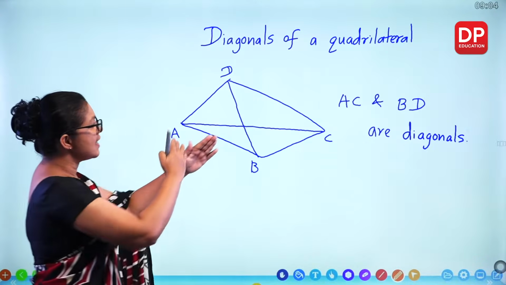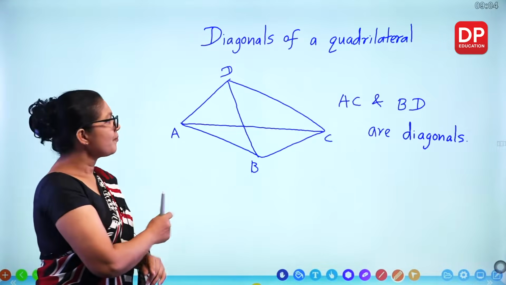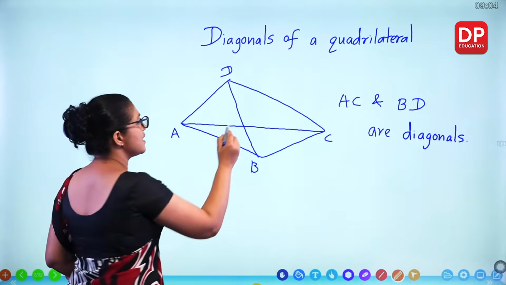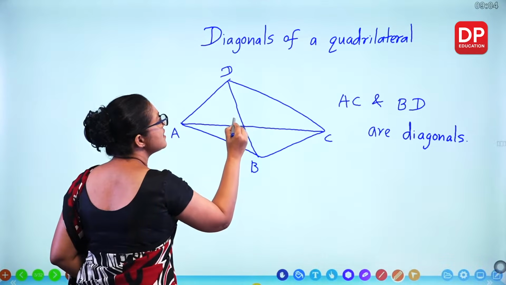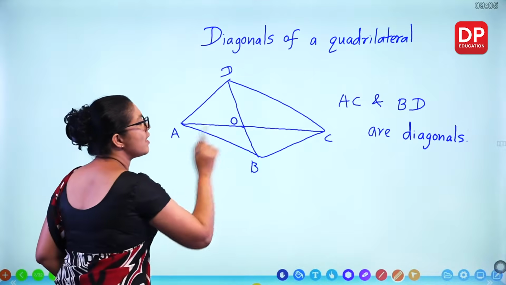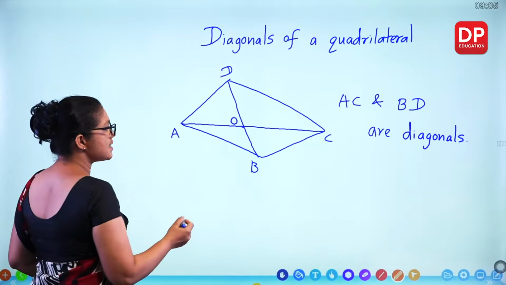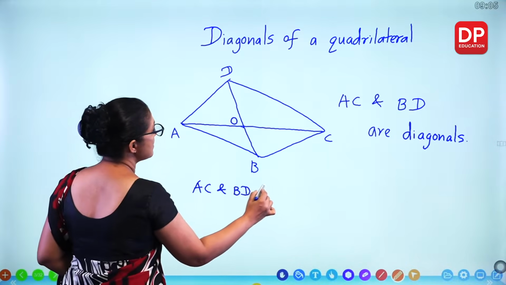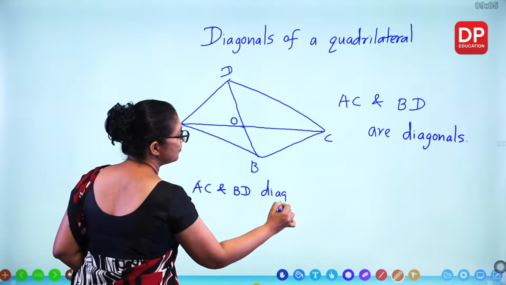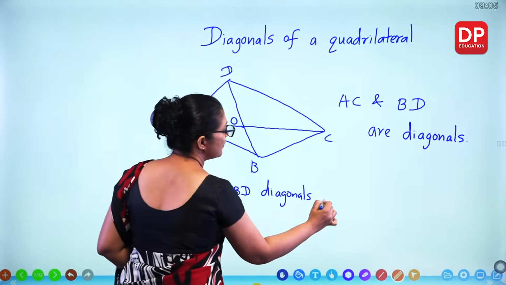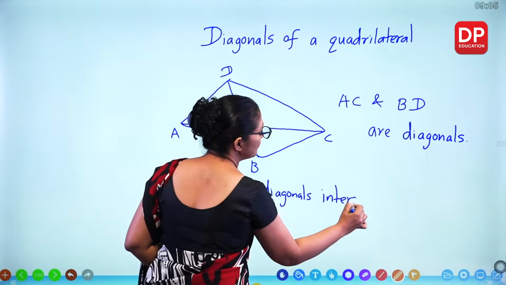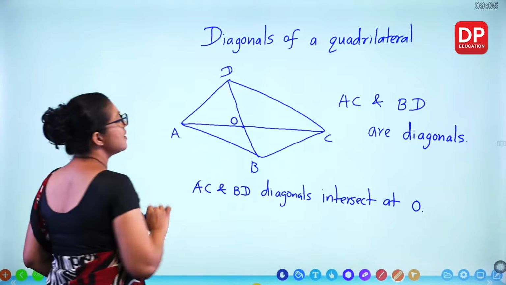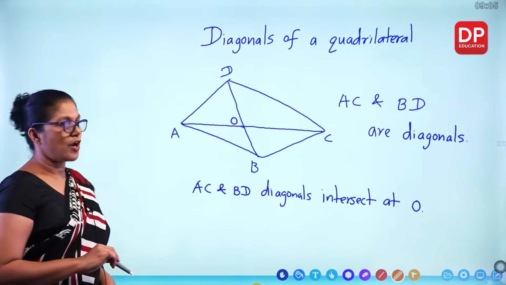So here when you are taking two diagonals, we can say these two diagonals intersect at point O. If I take this point as O, I can write AC and BD diagonals intersect at O. This is the O point, the intersecting point.